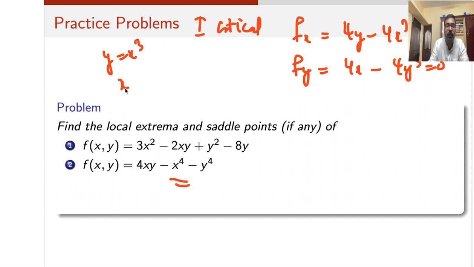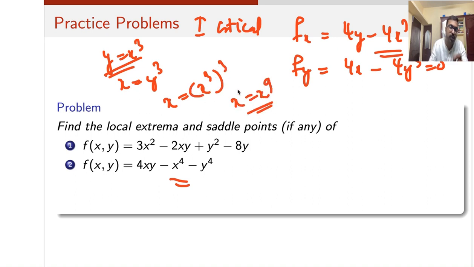In the second equation, it will be simply x is equal to y cube when you take this to the right hand side. So how to solve this? Can you think of some method here? How will we solve this? If I substitute the value of y in the second equation, it will be x is equal to x cube the whole cube, or simply x is equal to x raised to 9. I'm just substituting the value of y into the second equation.